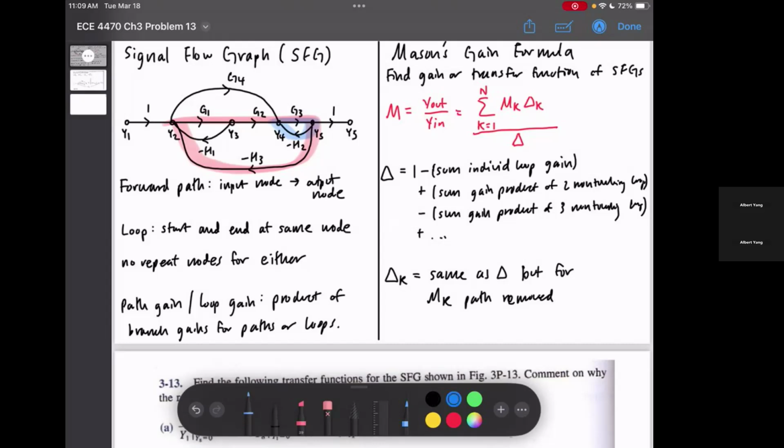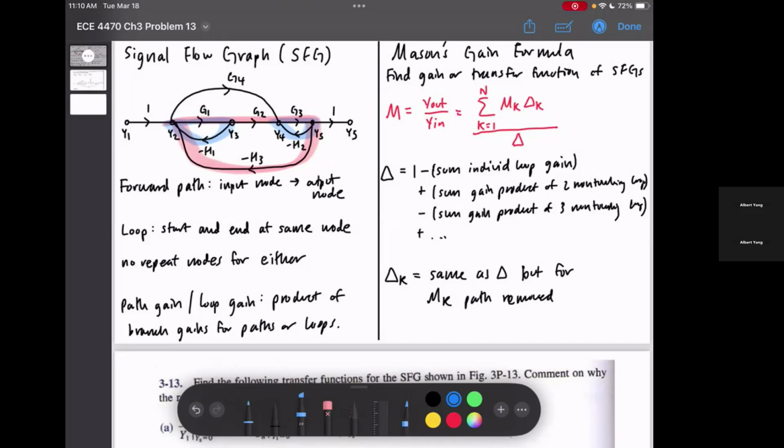So in our example, say, these two, they're not touching. Then you need to multiply the gains together. And then if you have more than one pair of these, you would add them together and then add it to the 1. And then it goes on, but usually we would only get to the two non-touching loops, and then we don't get into the set of 3.